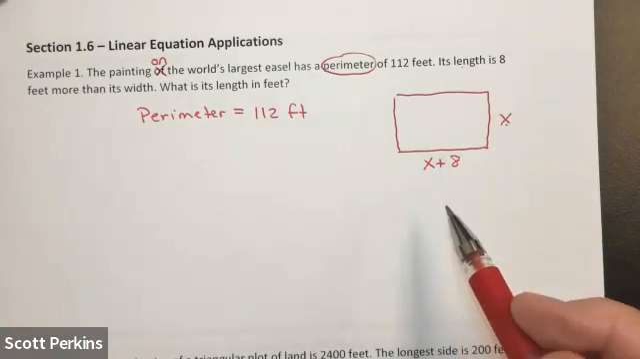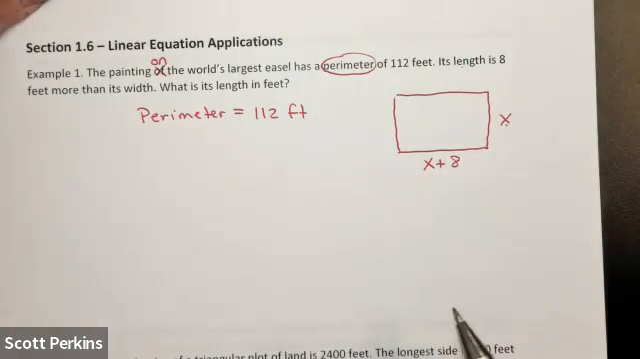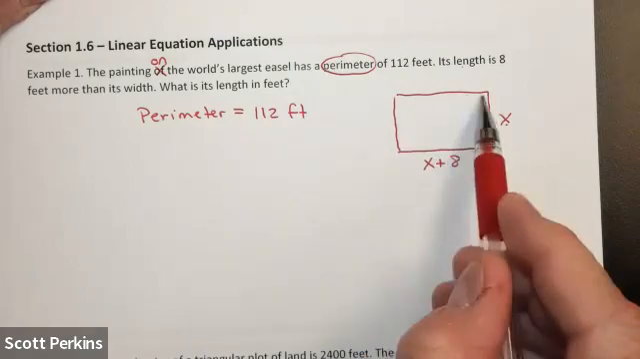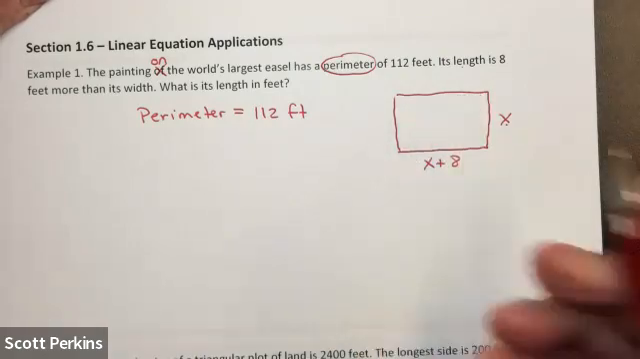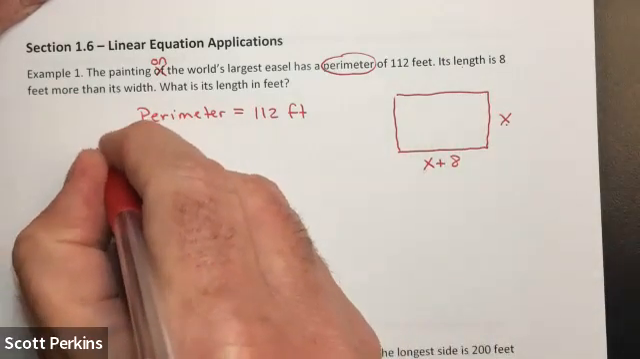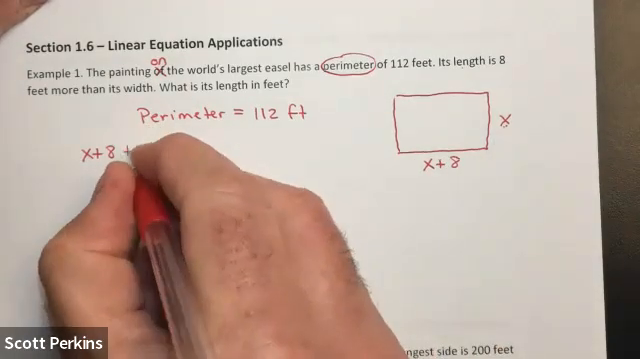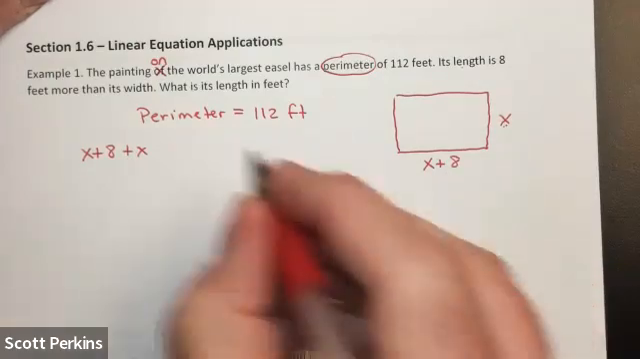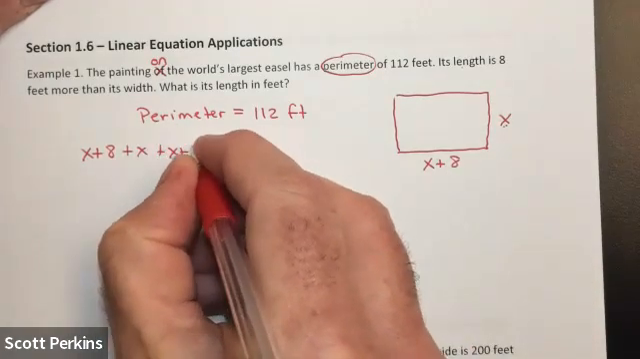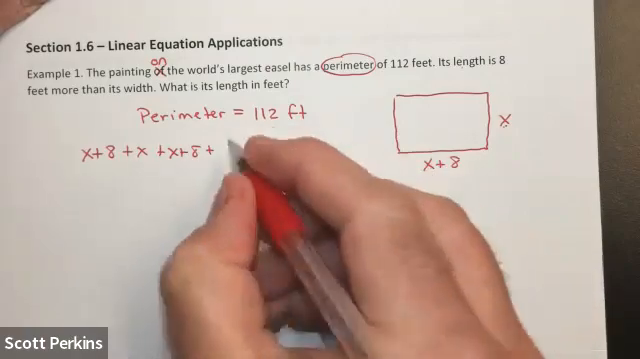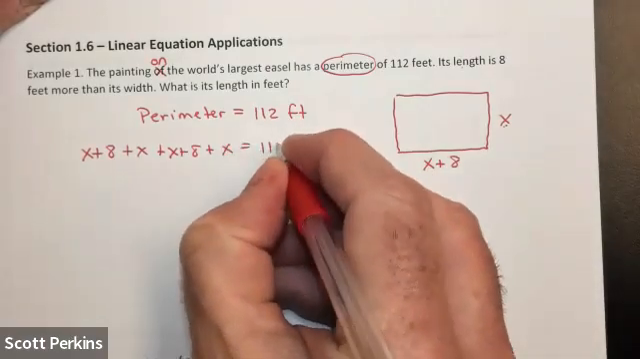Okay, so let's add up my sides. I'm just going to start at the top. What's the length of the top? Okay, X plus 8. Great. So now I'm finding the perimeter. I'm going to go over to the right. The right side is X. The bottom side is X plus 8. The left side is X, and that's equal to 112 feet.